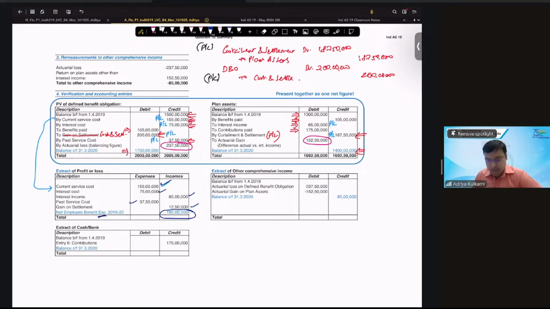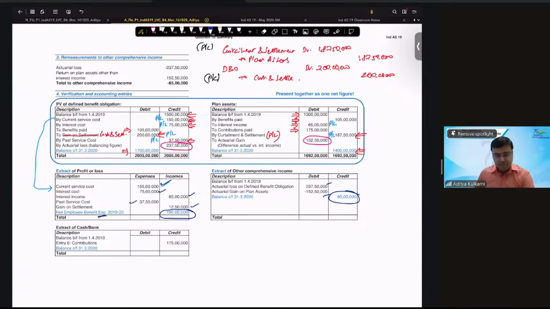Net expense. When we were typing the solution, we had done it in a columnar form, so it was just placed there. But it is an expense. All right. Other comprehensive income. What will come? 2.375 crores. And gain on plan assets 1.525 crores gain. So net expense or net actuarial losses 85 lakhs.